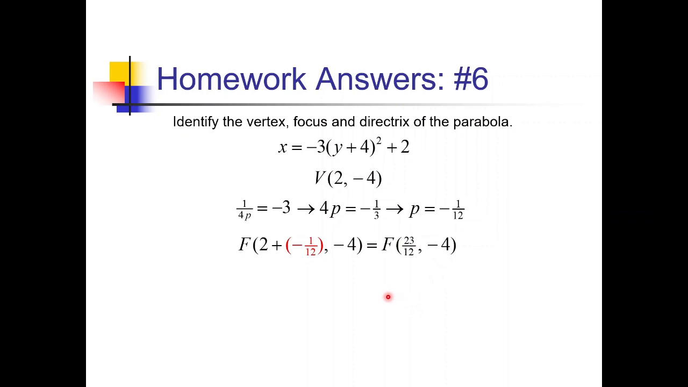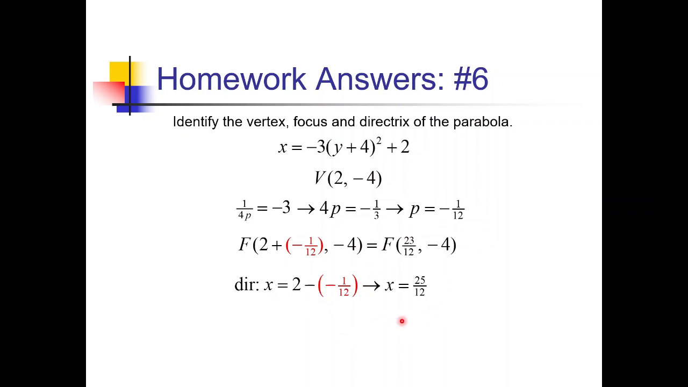For the directrix, I have a line with an equation of x equals, because we have x equals for the original parabola. And it's going to be x equals my vertex x value minus this p value. So x equals 2 minus negative 1/12. This is like having 24/12 plus a 12th, which is 25/12.